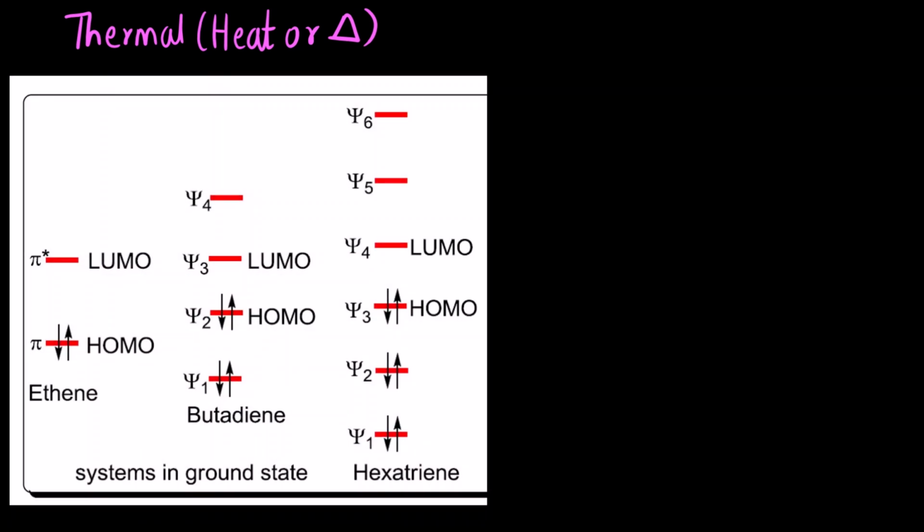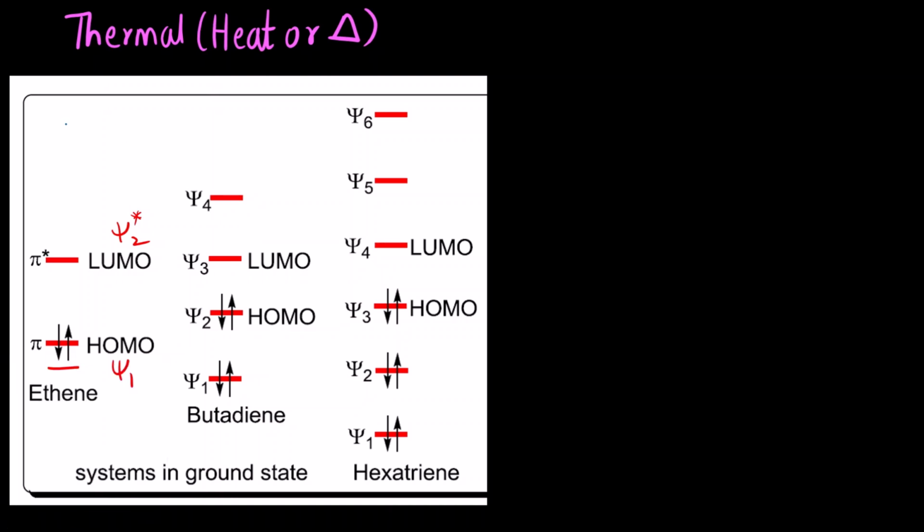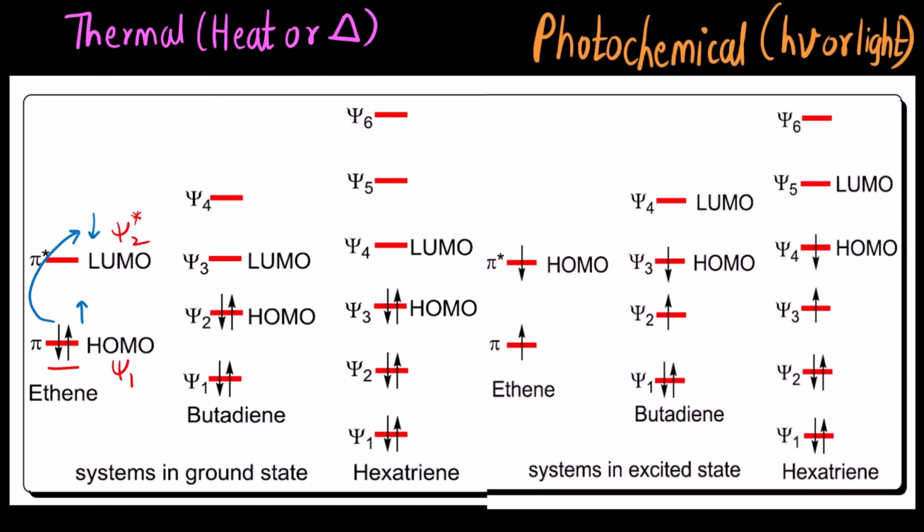Now in thermal, the HOMO and LUMO are the same as we saw just now. Okay, HOMO is psi 1, LUMO will be psi 2 star. Okay, the way we have seen just now. But the problem is when you have a light condition. So in light, what will happen? One of the electrons from HOMO jumps to the LUMO. So HOMO will have it like this, LUMO will be like this. So in light condition, HOMO and LUMO will change.